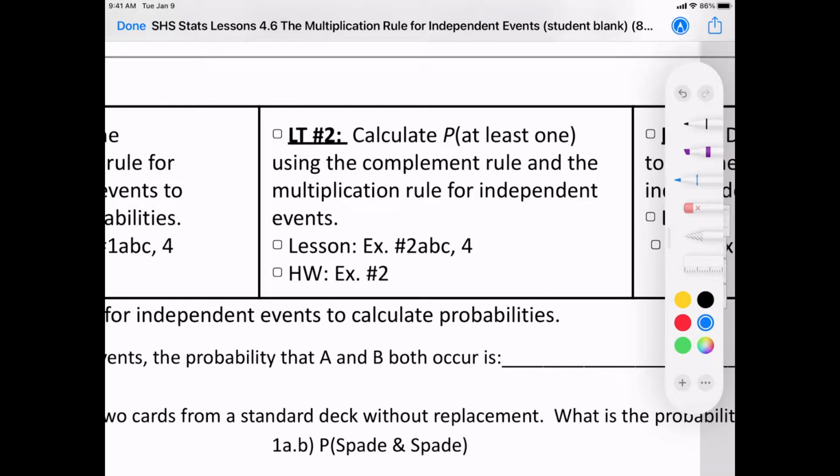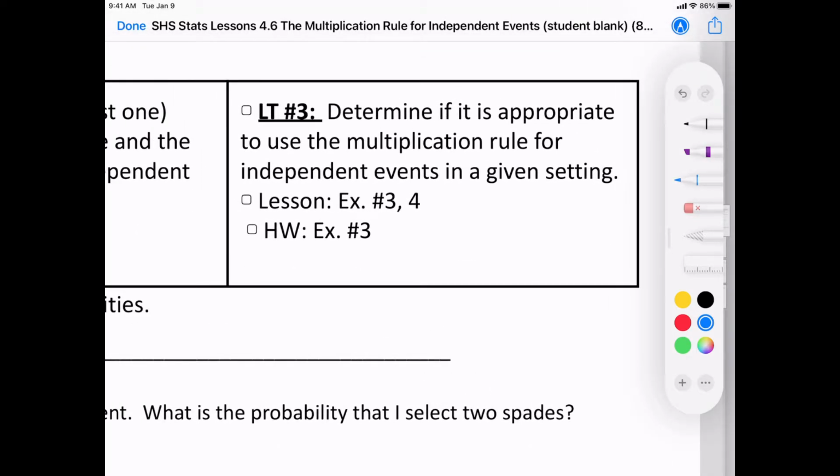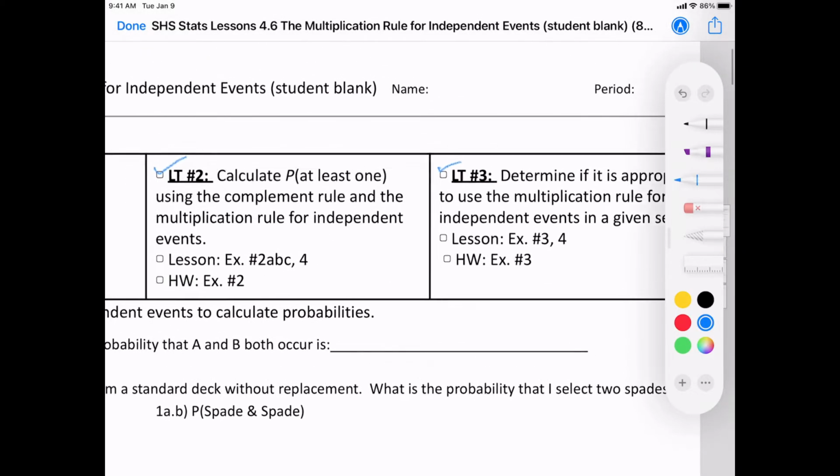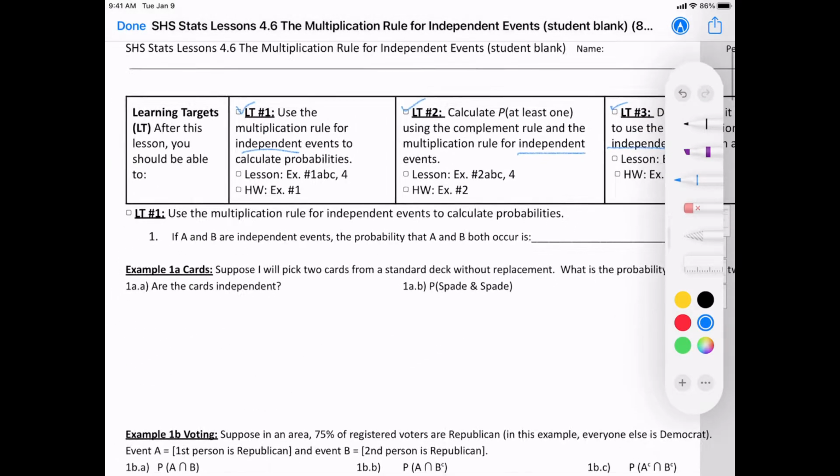Learning target number 2, calculate the probability of at least one using the complement rule and the multiplication rule for independent events. And learning target number 3, determine if it is appropriate to use the multiplication rule for independent events in a given situation. So hopefully you recognize independent, independent, independent.